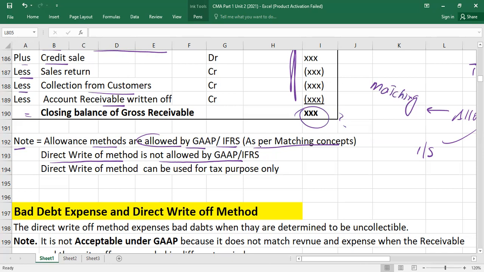But if you feel the allowance method gives you a completely different picture than the direct write-off method, then the allowance method is recommended. Got it? This is for accounting.